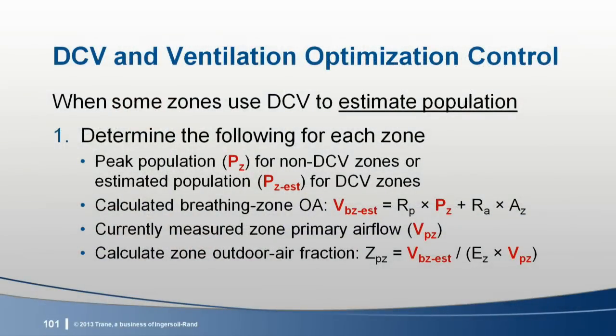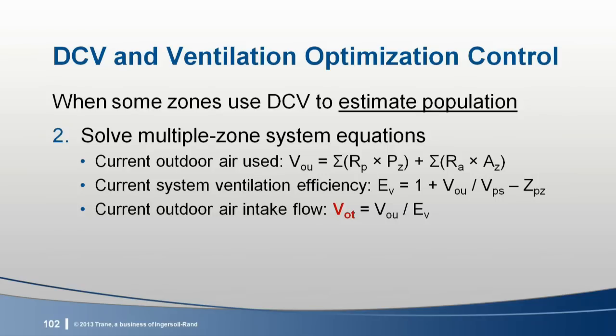If some zones use a demand control approach to estimate population, such as time-of-day scheduling or occupancy sensors, it's pretty easy. Use design population in zones without demand control and estimated population in demand control zones to find estimated breathing zone outdoor airflow. Use measured primary airflow for each zone and the estimated breathing zone rate to find the outdoor air fraction. Then at the system level, using current information from the zones, solve the multiple zone system equations to find the outdoor air intake flow currently required.